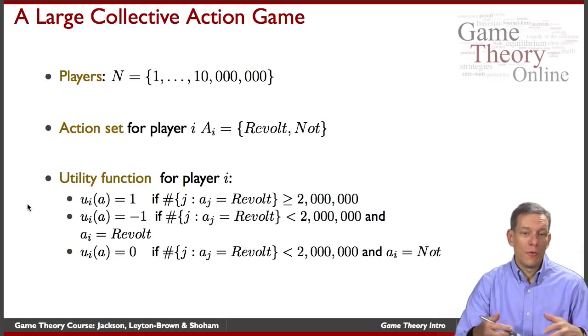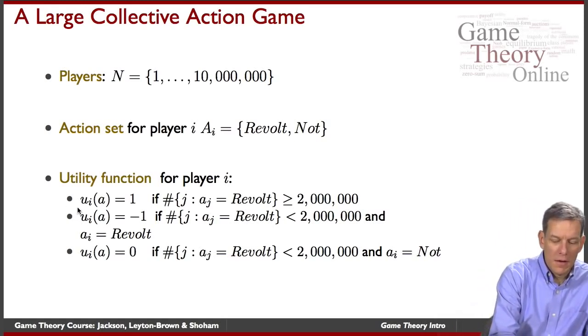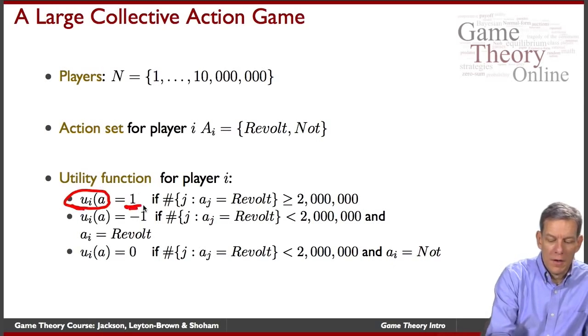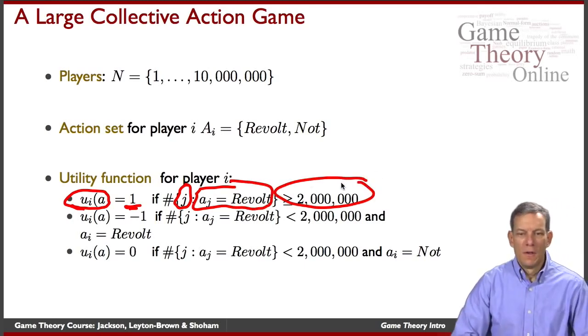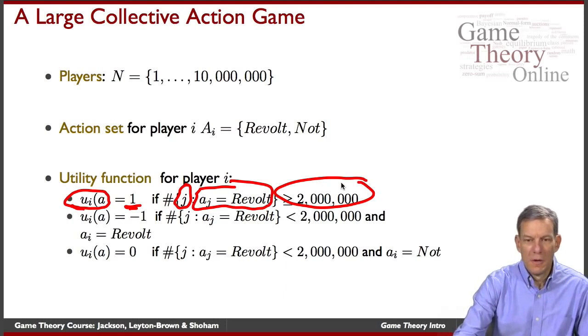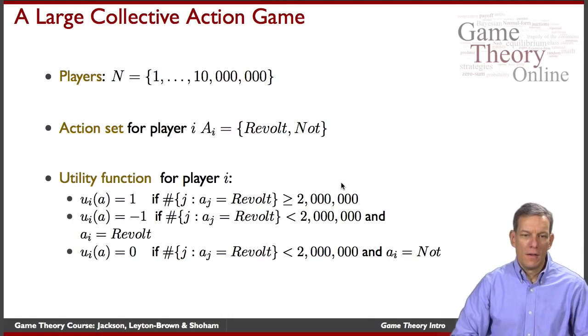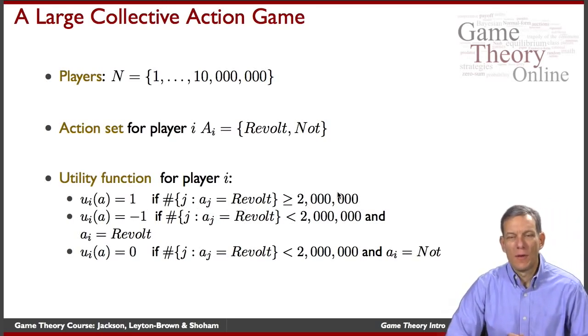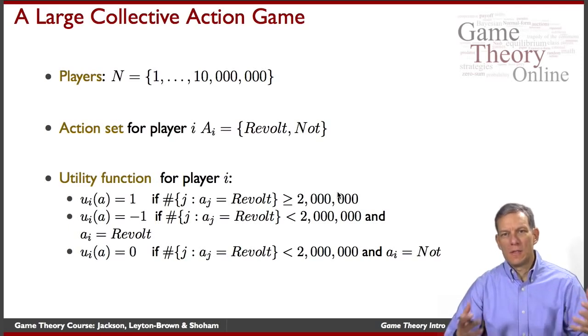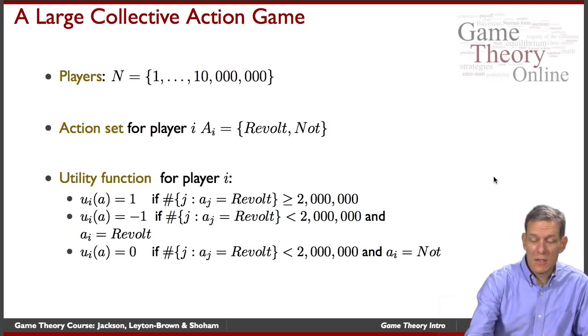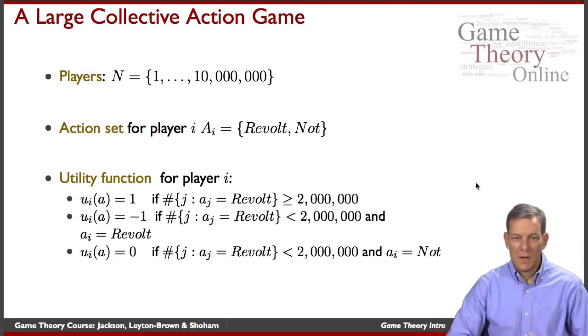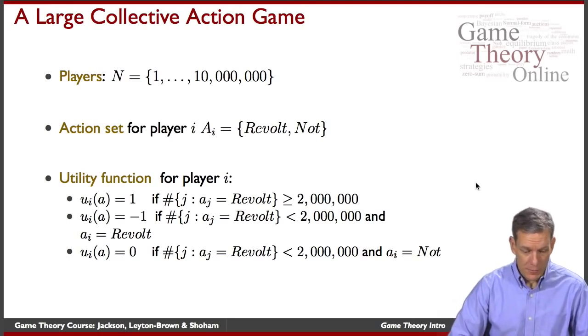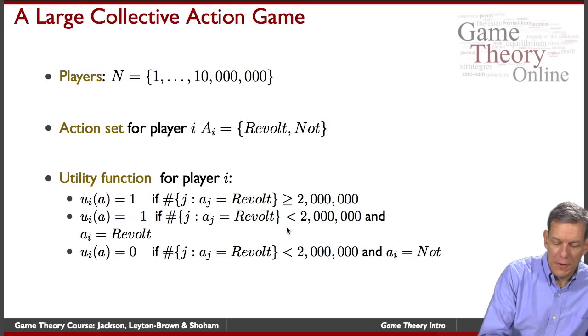We can represent a successful revolt as the player getting a payoff of 1. So u_i of the action profile a is equal to 1 if the number of players j such that they picked to revolt is at least 2 million. So if we end up with at least 2 million people revolting, then player i gets 1. And note here that this is true regardless of whether i is one of the revolt participants. So this is a game where you care about the end outcome, not necessarily getting utility out of the participation. We could change this and have people get enjoyment out of the participation or have costs of the participation directly as well. Okay, so what happens if things fail?